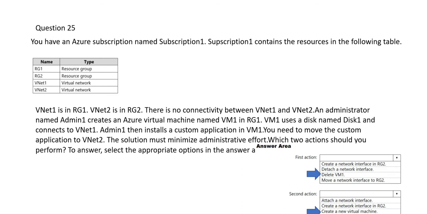See, if you look at this option, create a network interface: if there is no connectivity, how will you put a NIC? You cannot do it. Moving the NIC to RG2 is not possible because there is no connectivity. And moving VM1 to RG2 is not possible, there is no connectivity. So this is our answer.